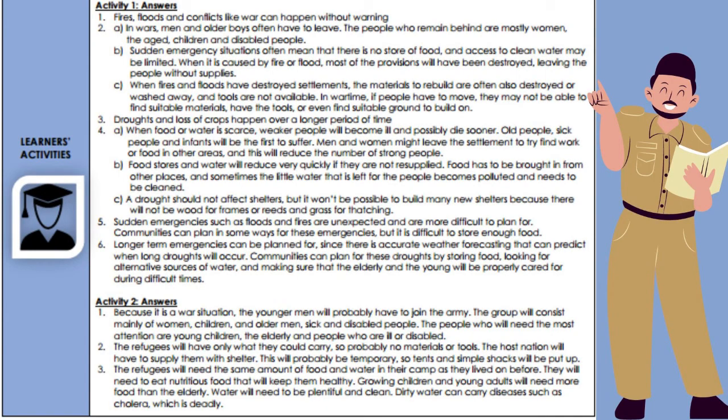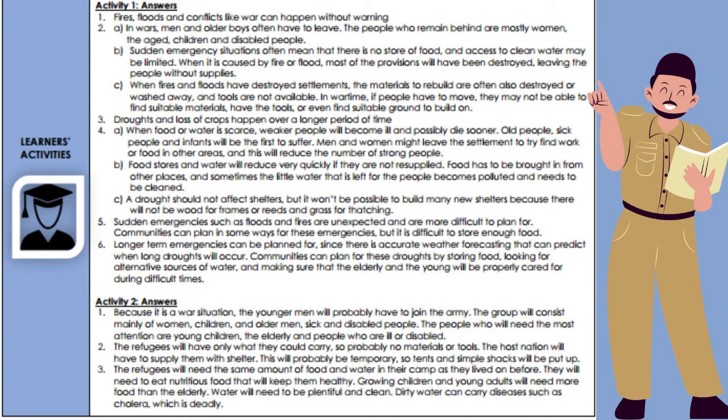5. Sudden emergencies such as floods and fires are unexpected and are more difficult to plan for. Communities can plan in some ways for these emergencies, but it is difficult to store enough food. 6. Longer-term emergencies can be planned for, since there is accurate weather forecasting that can predict when long droughts will occur. Communities can plan for these droughts by storing food, looking for alternative sources of water, and making sure that the elderly and the young will be properly cared for during difficult times.